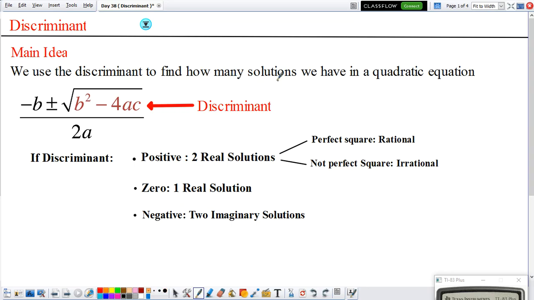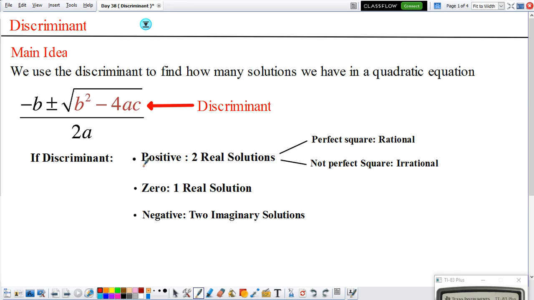Now, the discriminant is the inner part of the quadratic formula. So the discriminant itself is just b squared minus 4ac. We're going to find the discriminant, and that's going to tell you how many solutions we have. There's always going to be three scenarios.